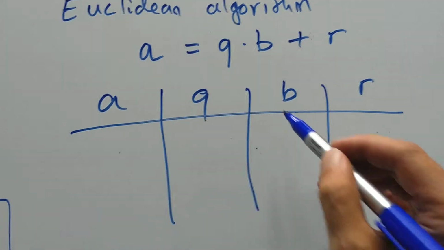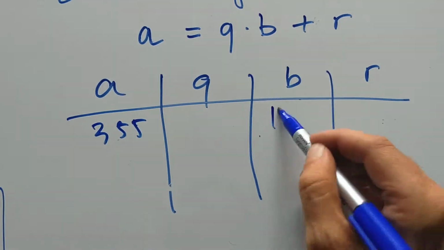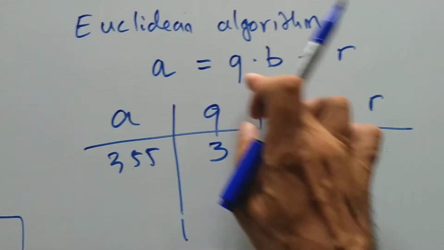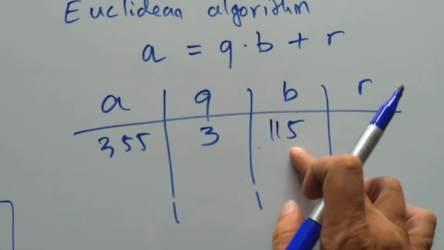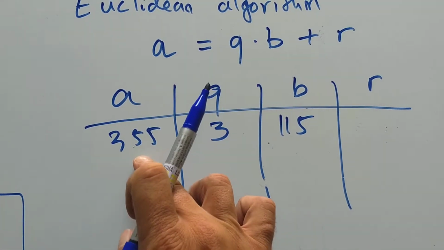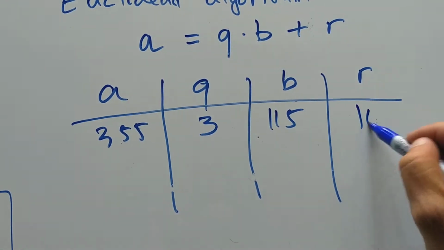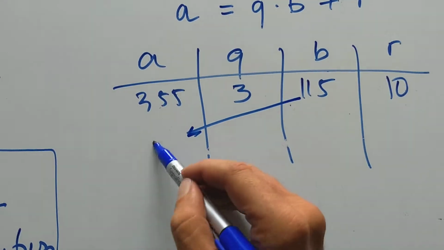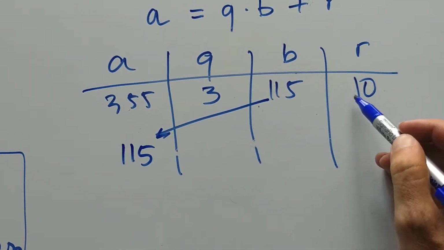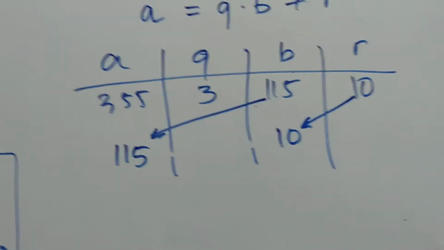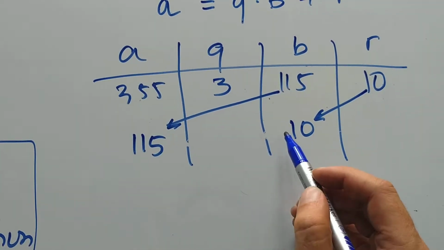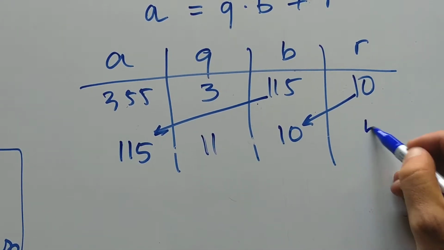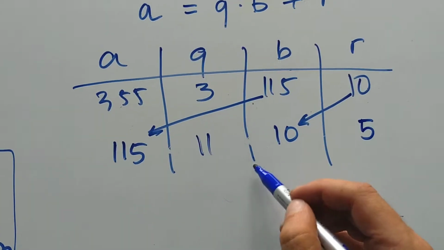Let's start. So 355 is A, 115 is B. I divide, it goes in 3 times; 3 times 115 is 345. Subtract that from 355, I get 10. Now, according to the Euclidean algorithm, the new A is the old B, and the new B is the old remainder. I do the division again, 11 times, and now I have a remainder of 5.